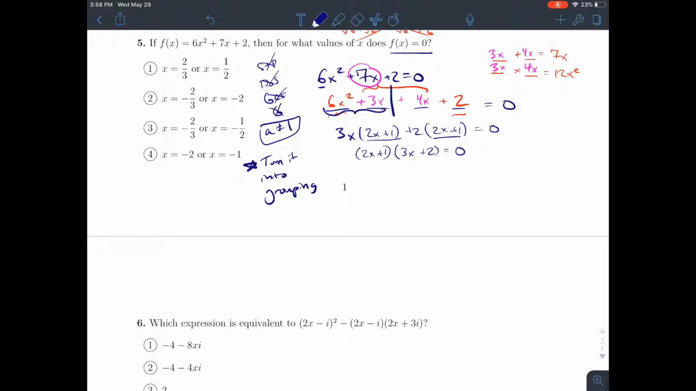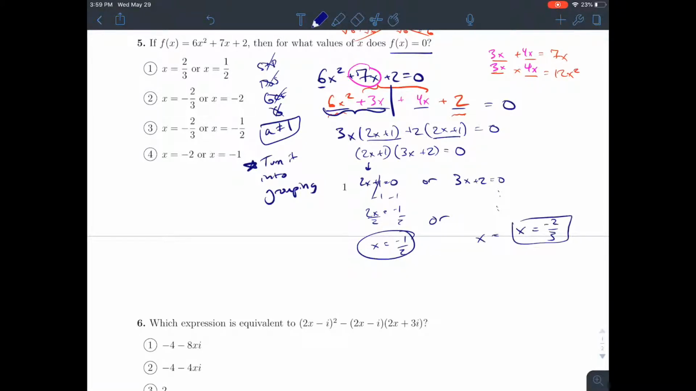Now because these 2 multiply to make 0, it must be that either this one is 0 or this one is 0. And solving these really gives you x equals -1/2, or similarly x equals, I'm going to skip the math here, -2/3. So that looks like answer choice 3.